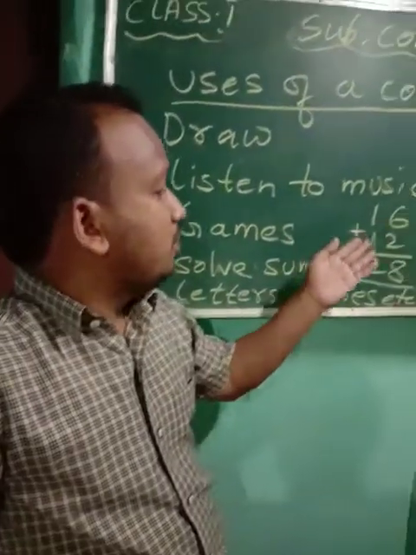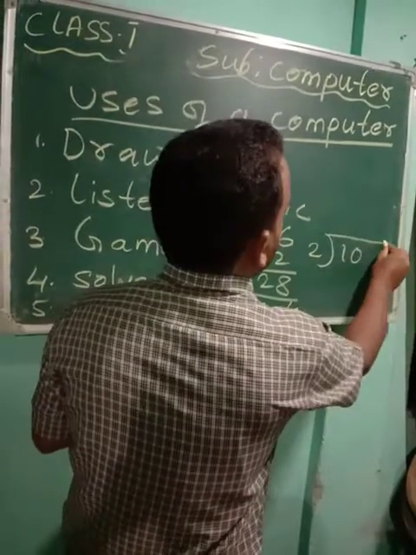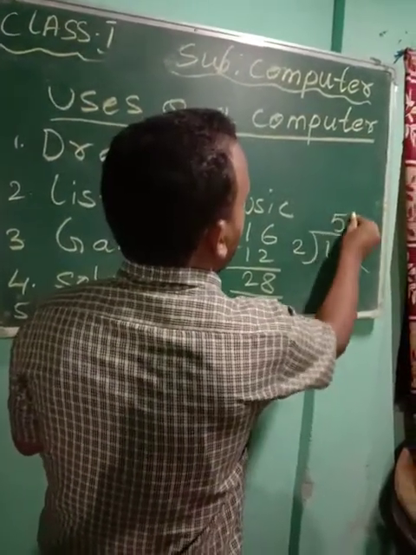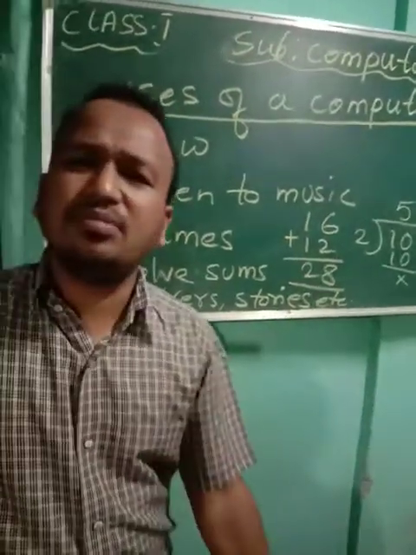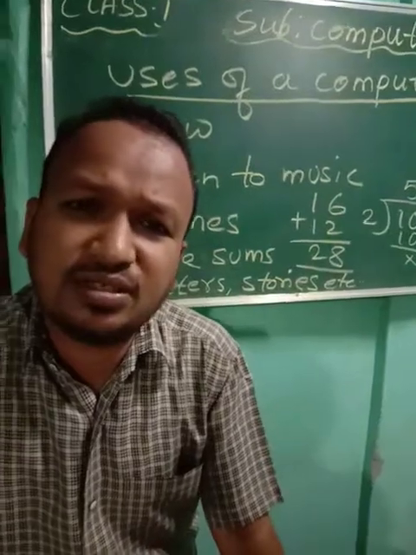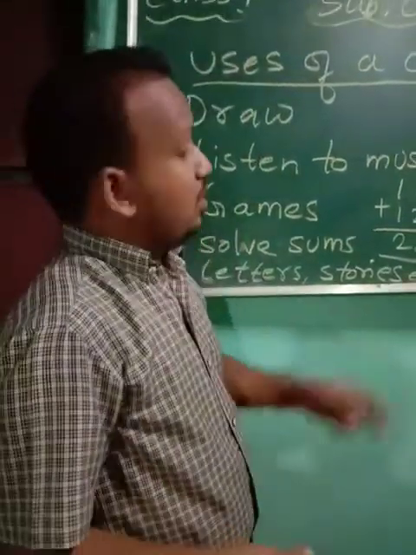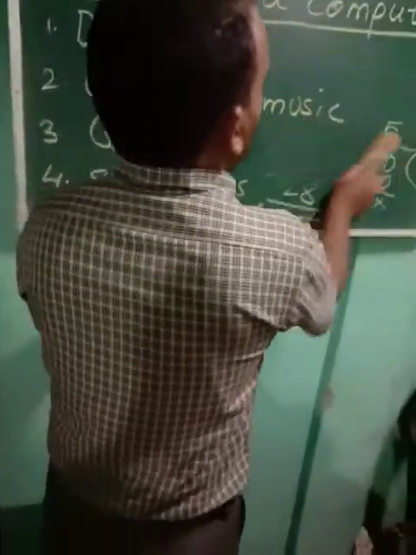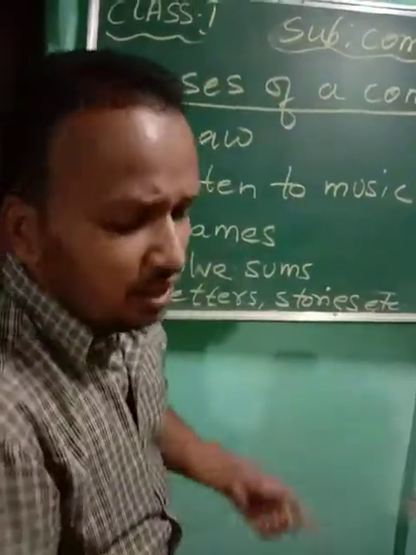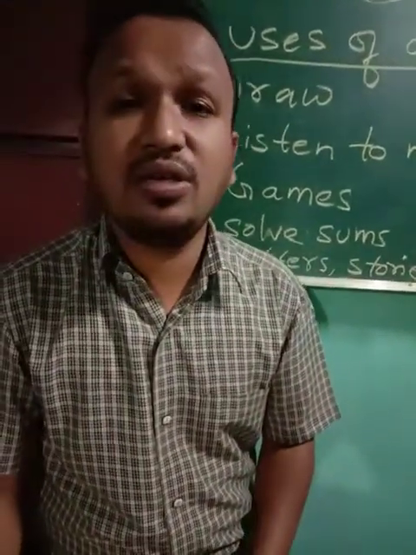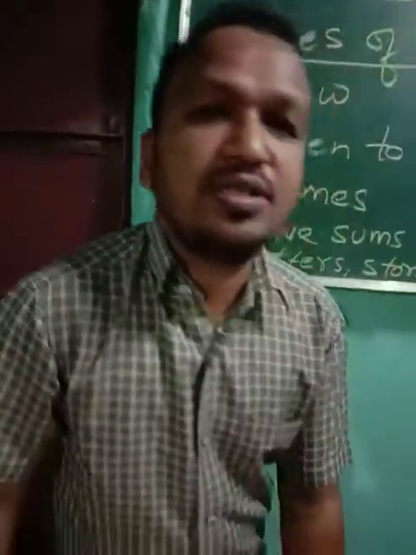You can do divisions. Suppose 2 into 10 is here. Okay children, so 2 5s are 10. So like this, addition, multiplication, divisions, subtractions, tables, everything we can do in a computer. So that's why computer is very important, and it has many uses. Okay children, it has lots of uses.